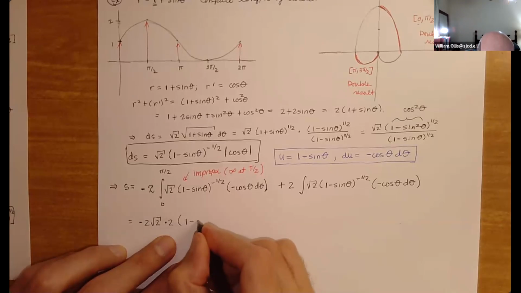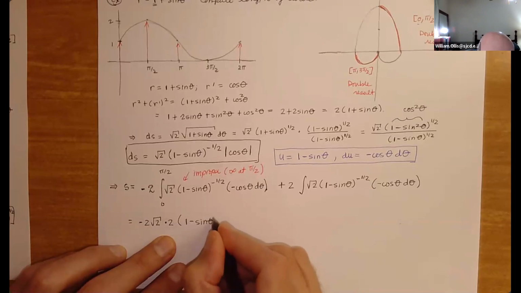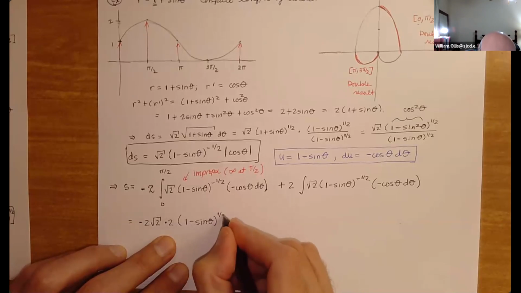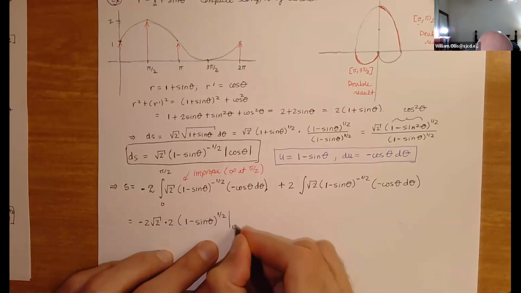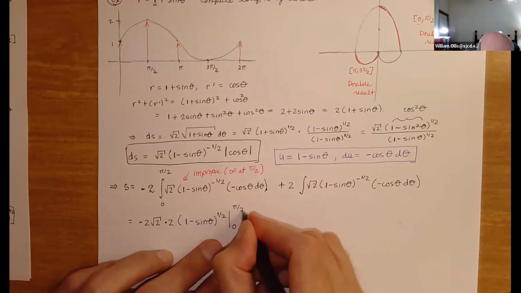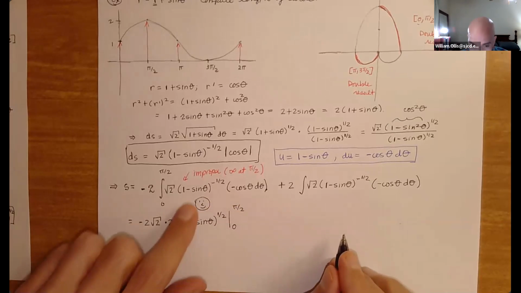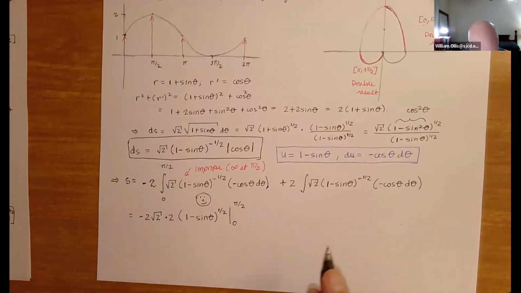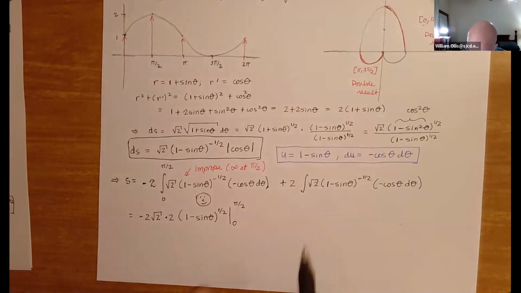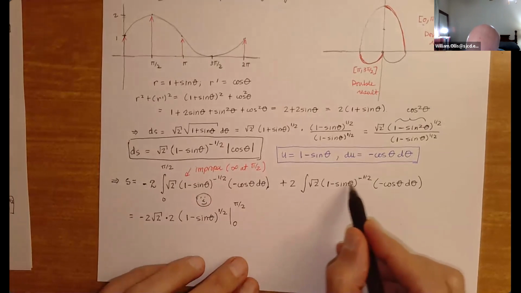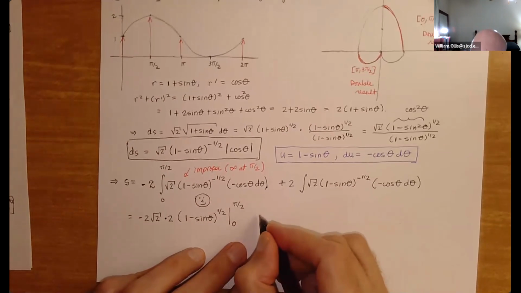1 minus sine theta to the 1/2, now repaired, from 0 to pi over 2. So happy face. We're happy about that. Looks like Professor Ron's, same hairline. So now when we look at this over here, same thing, but this is proper. So this is going to be what?